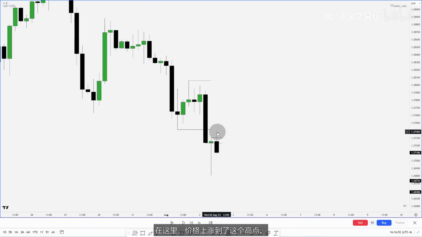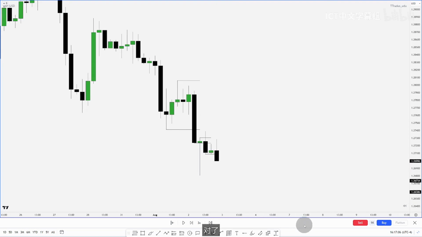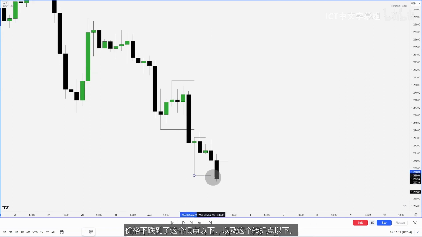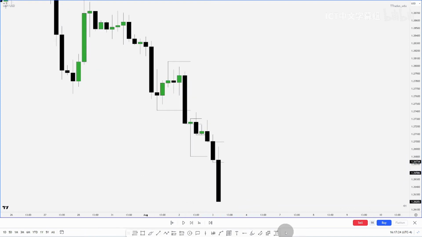Here, we get a move above this high, it closes back in, so what can we see happening? A reach below this low. Right here, we barely touch that low, so I'd want to see it still taken. Right here, get a reach below this low and closes below. So now I'd want to see another reach below this low. Right here, we reach below this low as well as this swing point. So I'd want to see price reach lower and take this previous candle's low.